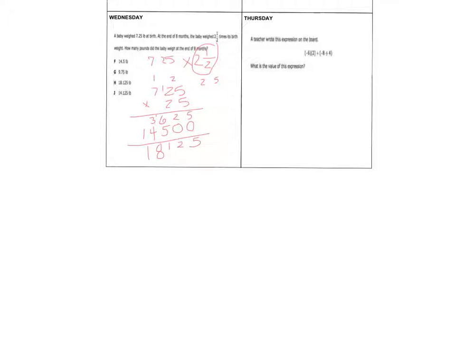So remember, when you're multiplying with decimals, it's all about counting the decimal places. So I have 2 decimal places here, and I have 1 here for a total of 3. So that means my answer has to have 3 decimal places. 18.125. That is answer H.